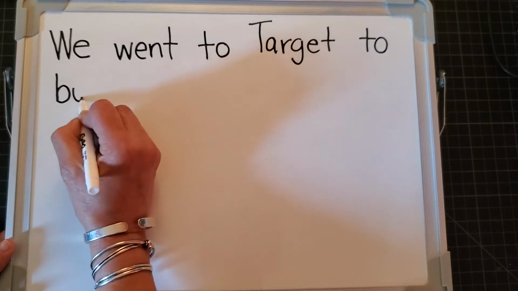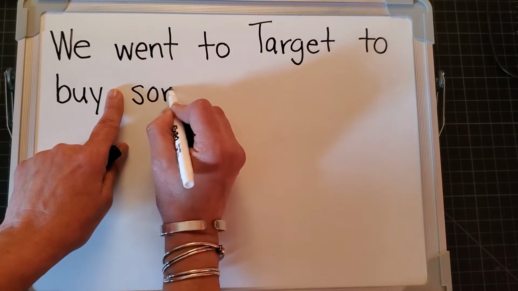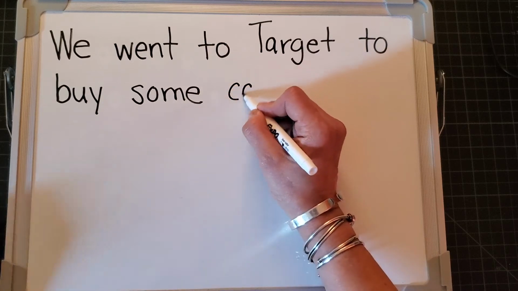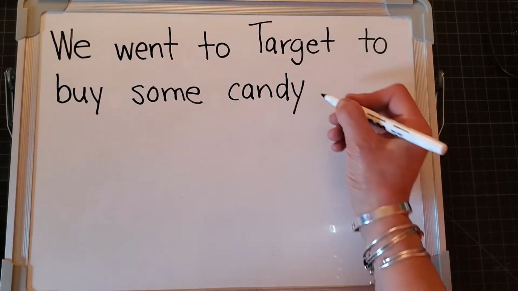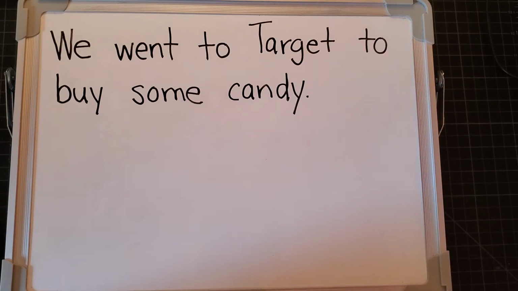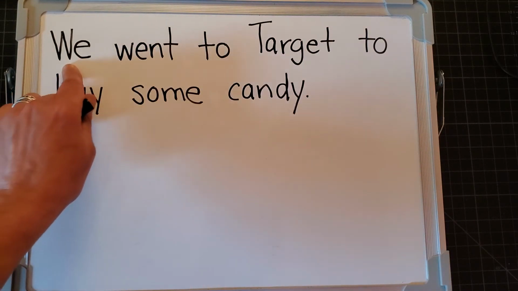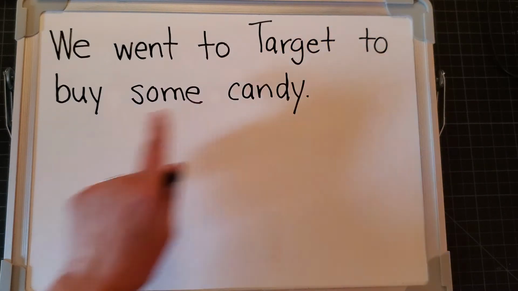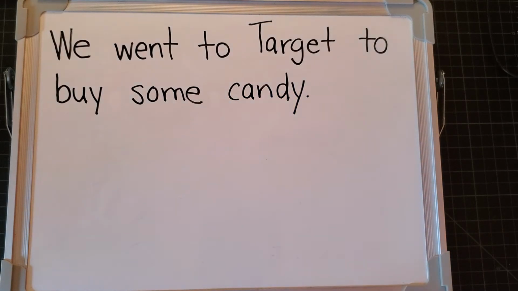buy some candy. And then we end that sentence with a period. Just a little dot at the end. So you see we have a capital at the beginning only, the rest are lowercase till we get to the name of a place, Target. To buy some candy, all lowercase, using our spaces and our period.